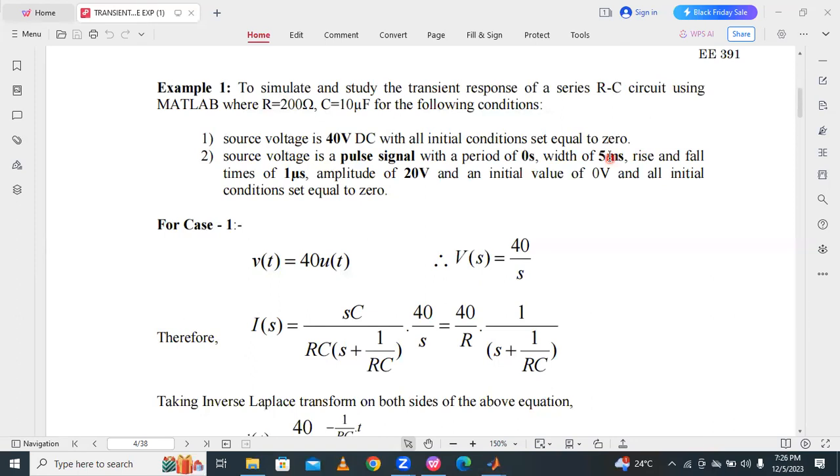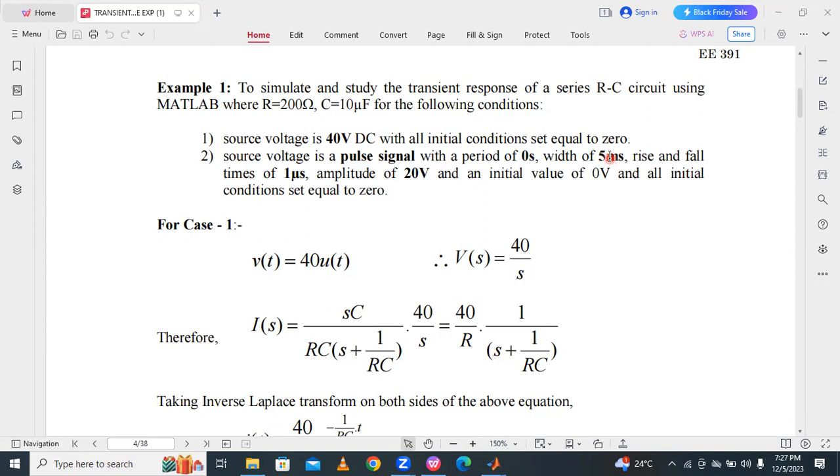That means by taking the step input with amplitude 20, we will get first 20 into u of t. That is called a DC source. Then from this, after 5 milliseconds, we have to subtract 20 into u of t minus 5 milliseconds. Then we will get a pulse width of 5 milliseconds.